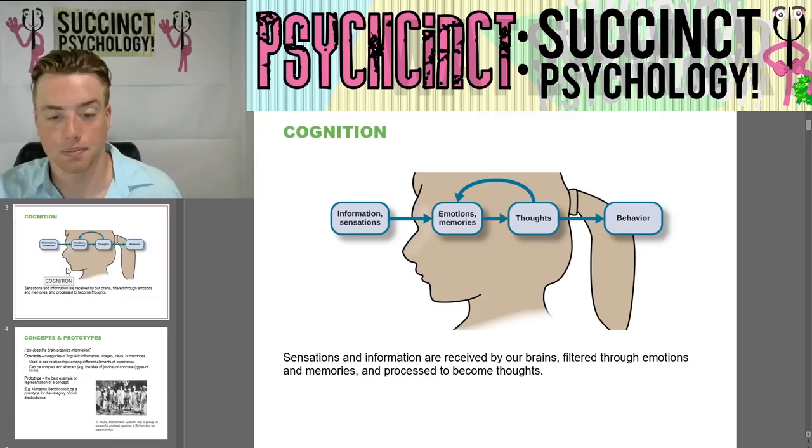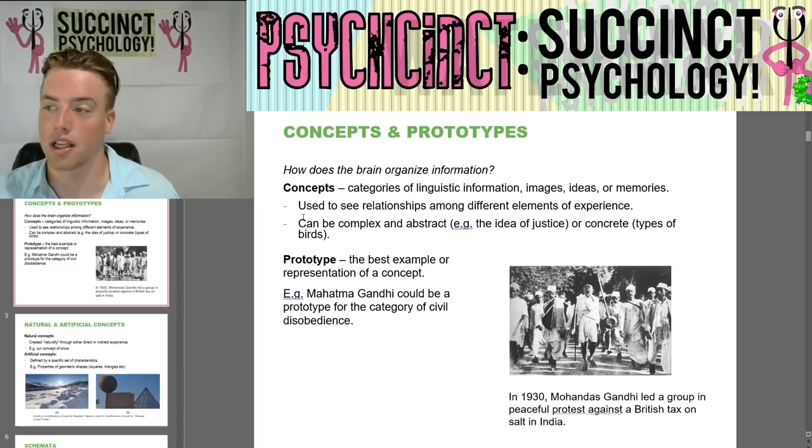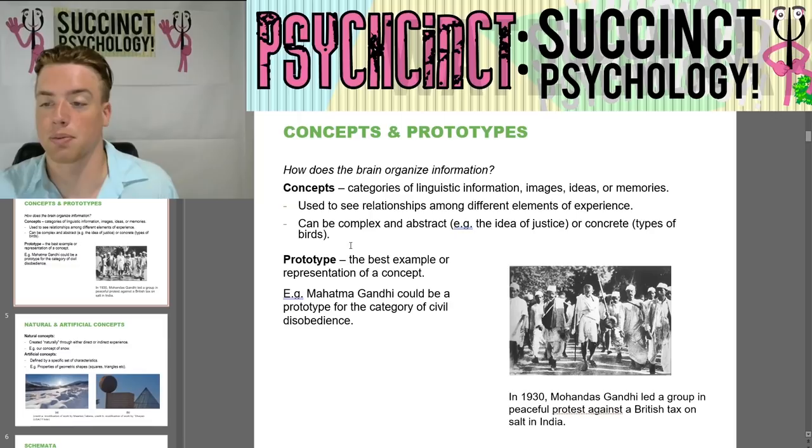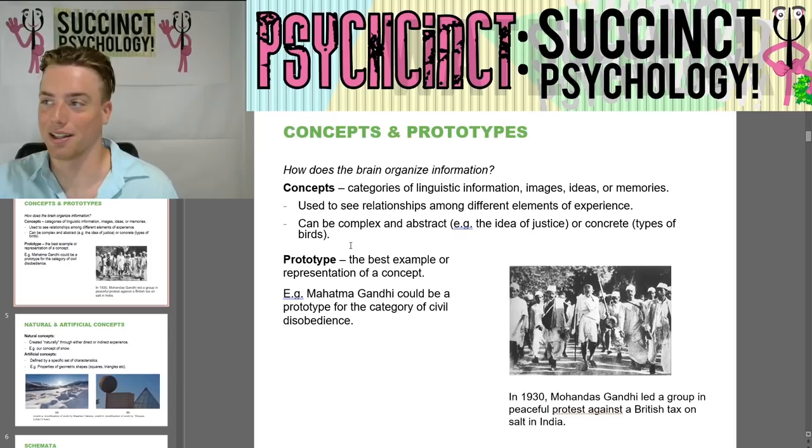So next we have concepts and prototypes. How does the brain organize information? First we have concepts, which are categories of linguistic information, images, ideas, or memories. They're used to see relationships among different elements of experience and can be complex and abstract. For example, the idea of justice is an abstract concept. There's no concrete definition of what justice is. It can vary from person to person. Or concrete, like there are types of birds. You have falcons and hawks and eagles. There's no abstractness there. If it's a blue jay, it's a blue jay. You don't have to think about it.